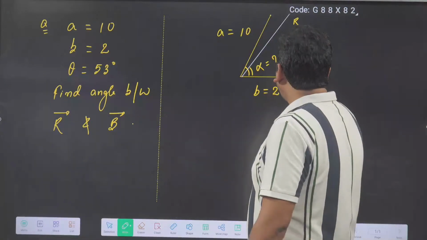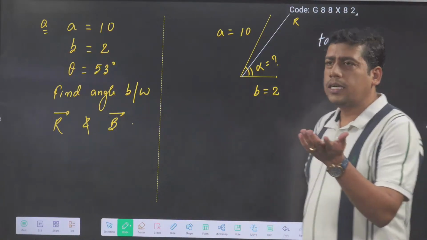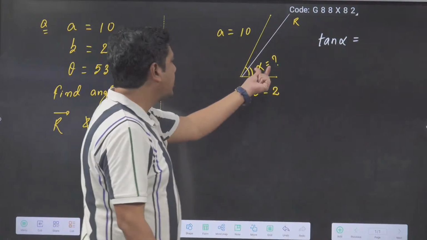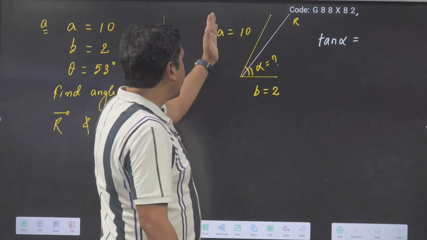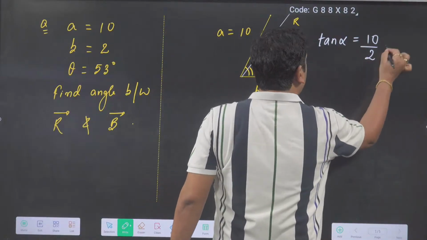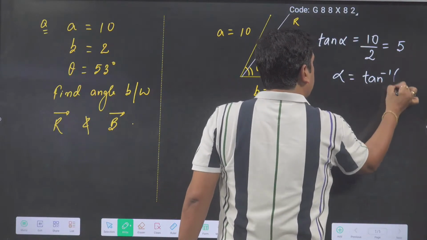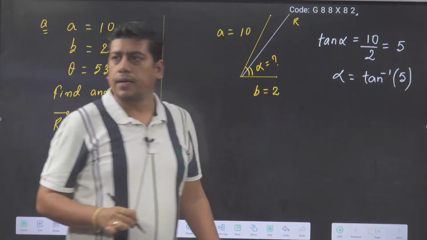Okay, so shall we apply tan alpha, sir, B by A? You told, sir, tan alpha B by A. So this is angle with B, so I will take A by B. So it will become 10 by 2, 5. So answer is tan inverse 5. Is it correct? Come on, tell me. Is it correct?